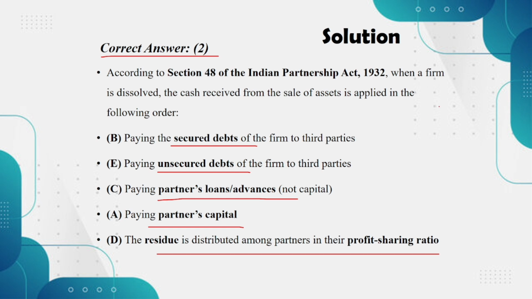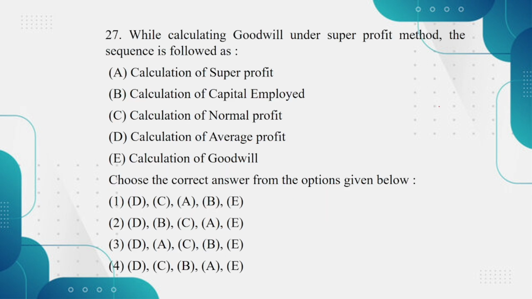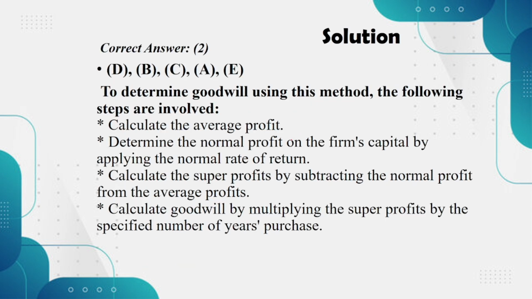Please remember the order. While calculating goodwill under super profit method, the following sequence is followed. First of all, we will calculate the average profit, then capital employed, then normal profit, then super profit, and the calculation of goodwill. So keep in mind the order: calculation of average profit, normal profit, super profit, then goodwill.